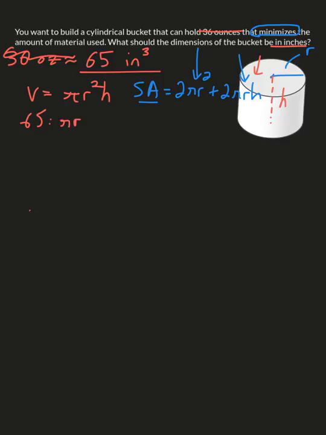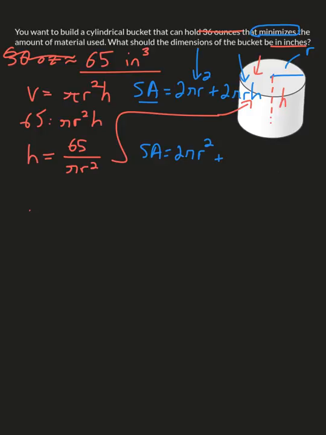I'm going to set my volume equation equal to 65, and then solve for the height. And remember, we're using the 65 cubic inches, not the 36 ounces. So I get h is equal to 65 over pi r squared, and now I'm just going to plug that into my surface area equation. So this process should seem pretty similar to what we did with the box problems from the first assignment. So I'm just doing that same substitution step here. Of course, the algebra is getting a little bit more tricky, as you guys will see as we go forward. So I plug in my 65 over pi r squared, and now I'm just going to go ahead and simplify my surface area equation.